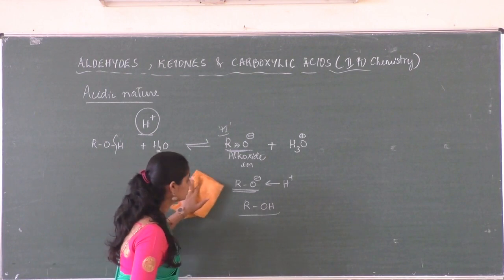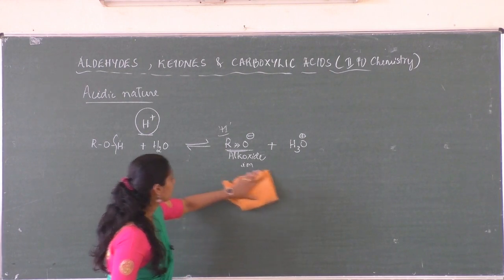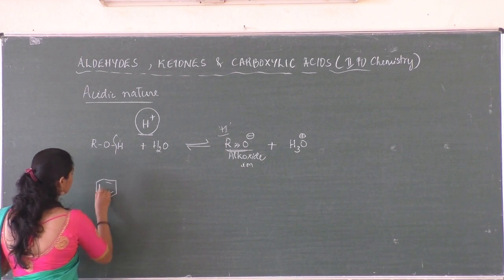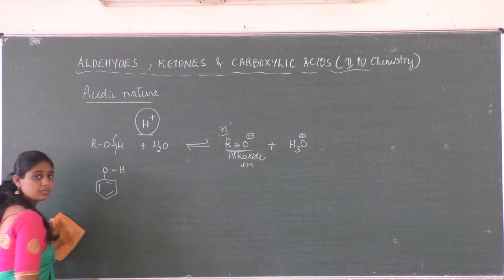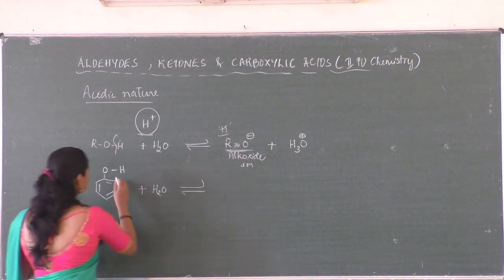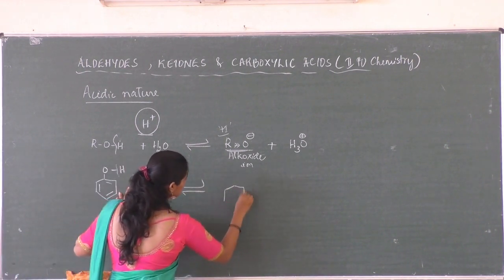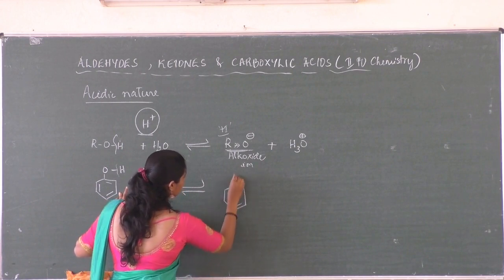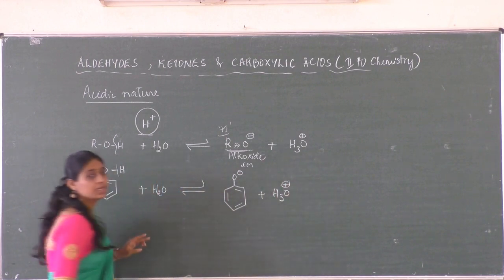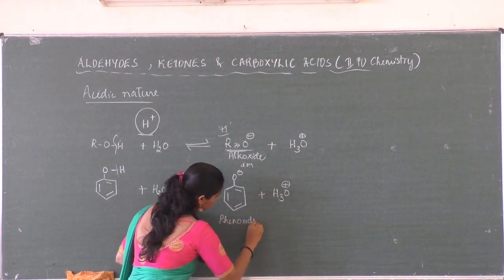All these things are discussed in the chapter on alcohols and phenols, so I'm repeating again. In the case of phenol, let us see what happens. Phenol is a benzene ring attached with OH. When this is treated with water, this OH is cleaved and the H is taken as H plus, so it forms O minus plus H3O plus. Clear? And the formed ion is called the phenoxide ion.